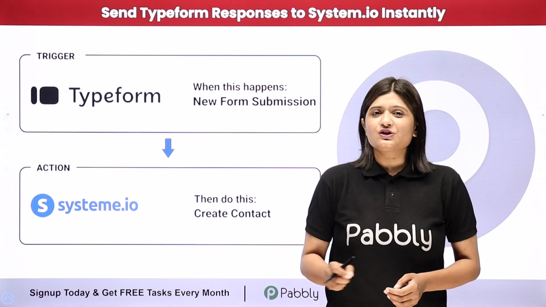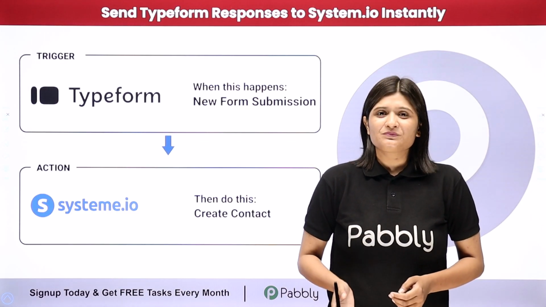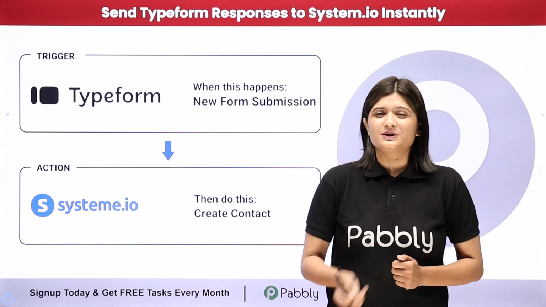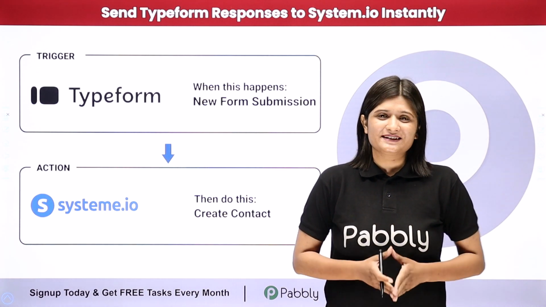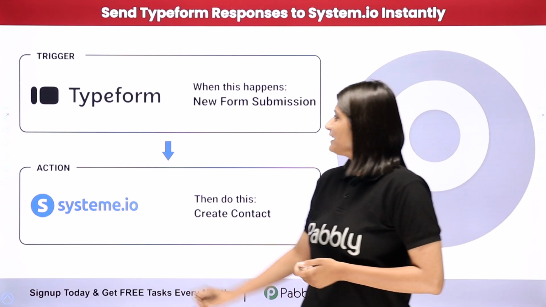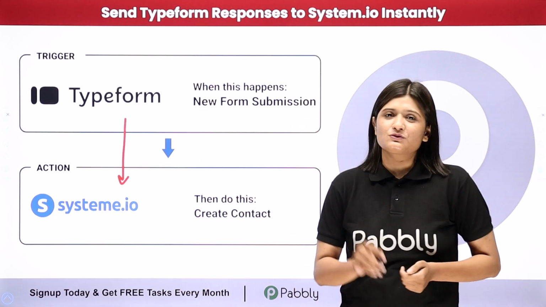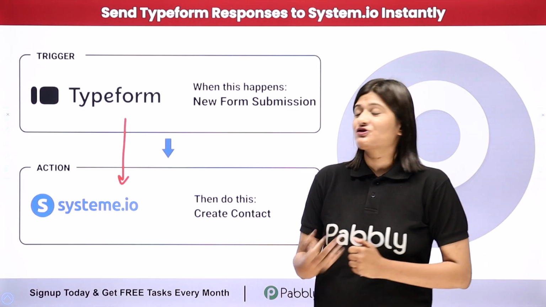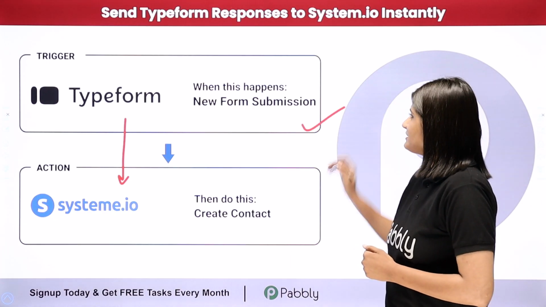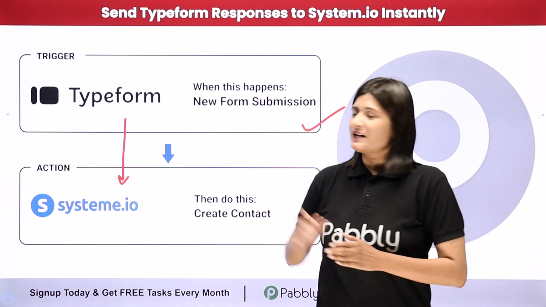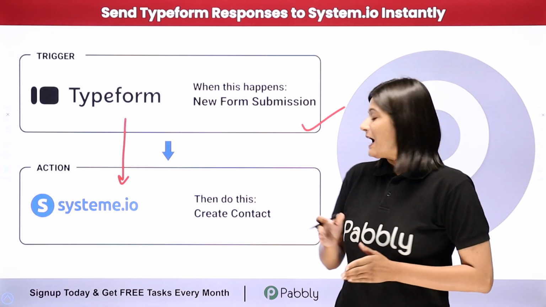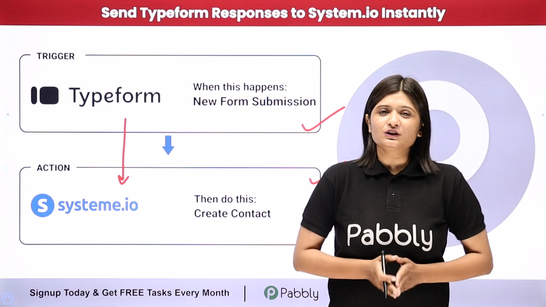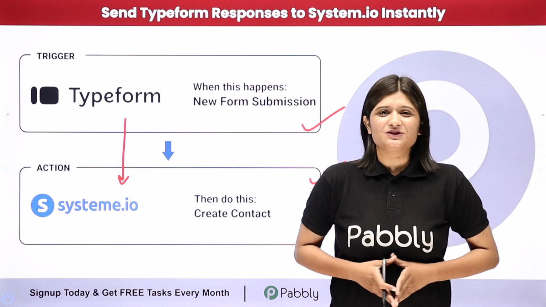And to do this automation, I'm going to use Pabbly Connect. So Pabbly Connect is an amazing automation and integration software which requires no coding and programming skills. Here I just need to build connection between Typeform and system.io. With the help of Pabbly Connect, I'm going to build this connection in such a manner that whenever I'm going to receive a new form submission from Typeform, I'm automatically going to add this lead as a contact in my system.io account. Now if you want to learn the step-by-step process, then let me take you all to my screen.